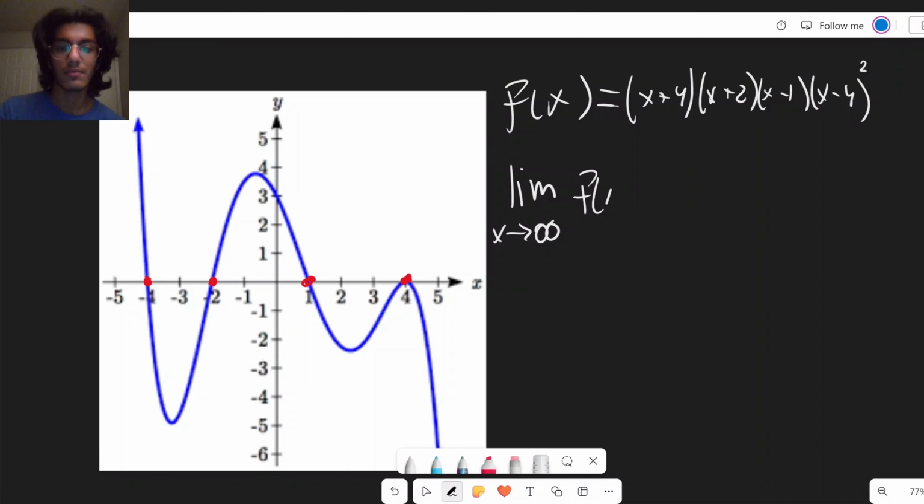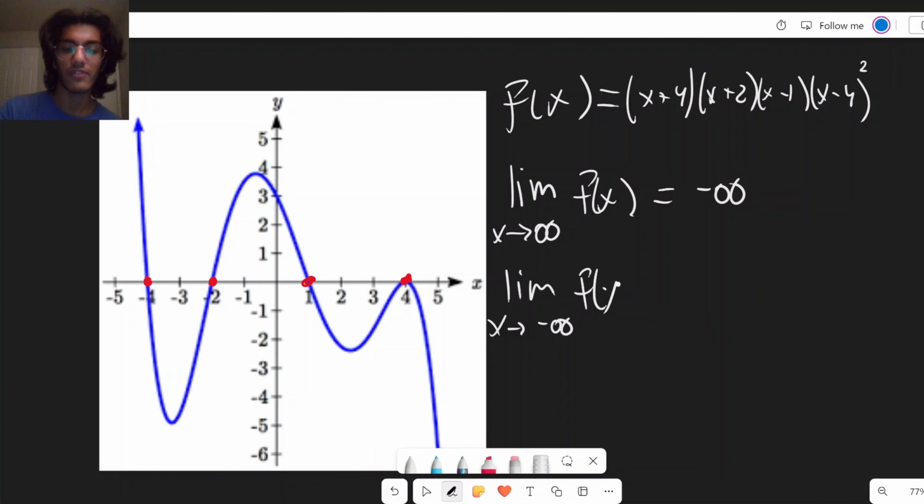Well, what is the limit? What does f of x approach? Well, f of x, as it goes towards more and more positive values of x, it goes down, right? It goes down forever. So it approaches negative infinity, okay? That's the end behavior of the graph. Conversely, if we say, what is the limit as x approaches negative infinity now? Well, f of x approaches positive infinity because it's going up, right? It's going up.